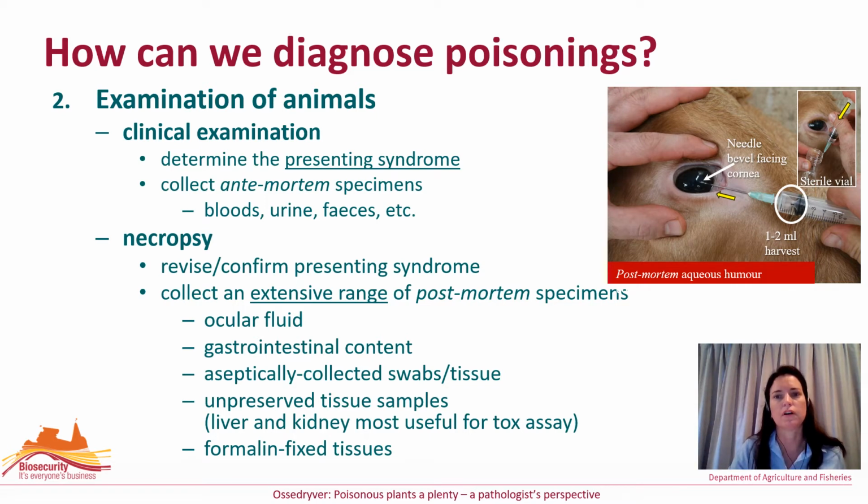Where possible, a complete range of samples should be collected from both live and dead animals, including samples specific such as ocular fluid and gastrointestinal contents. Whilst the lab may not utilise all the samples you've submitted, it is better than not having access to samples that may have been critical in reaching a definitive diagnosis.